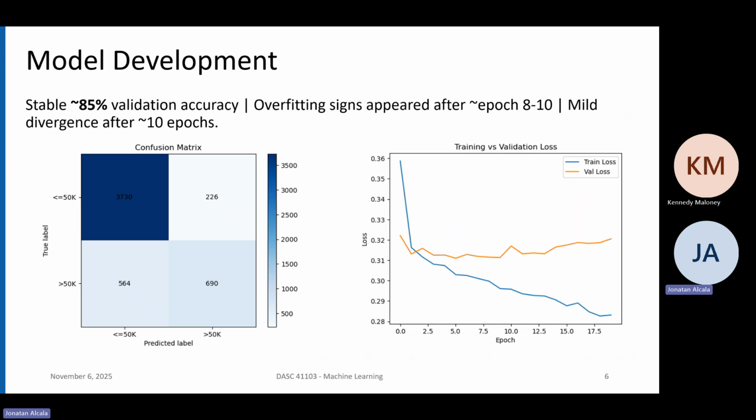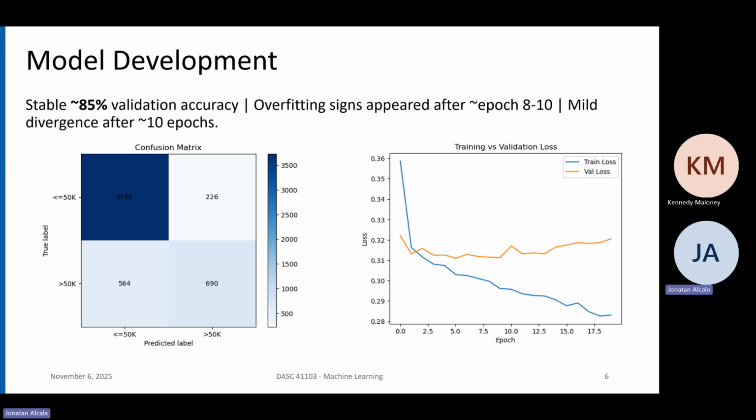After training for 20 epochs, our model achieved about an 85% validation accuracy. The training loss decreased steadily, while validation loss started increasing slightly after 8 to 10 epochs. A mild sign of overfitting. Here we see the confusion matrix. The model performs well on the majority class, which is less than or equal to 50K, but misses some of the higher income cases, which explains the recall drop.